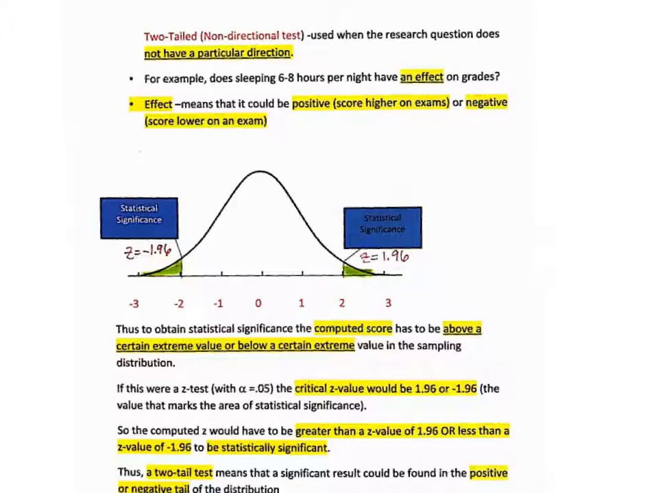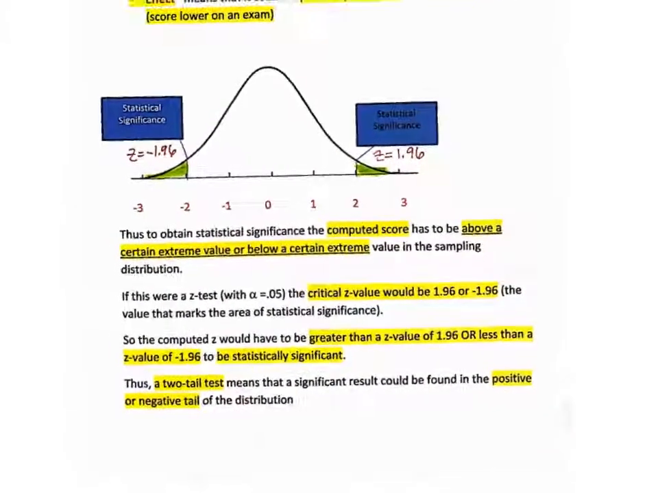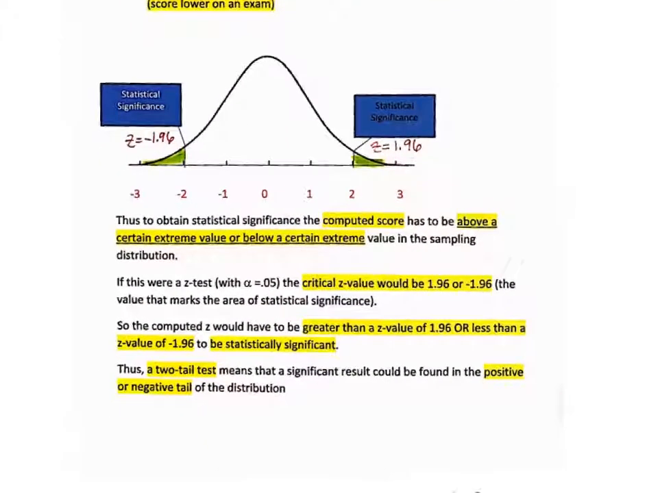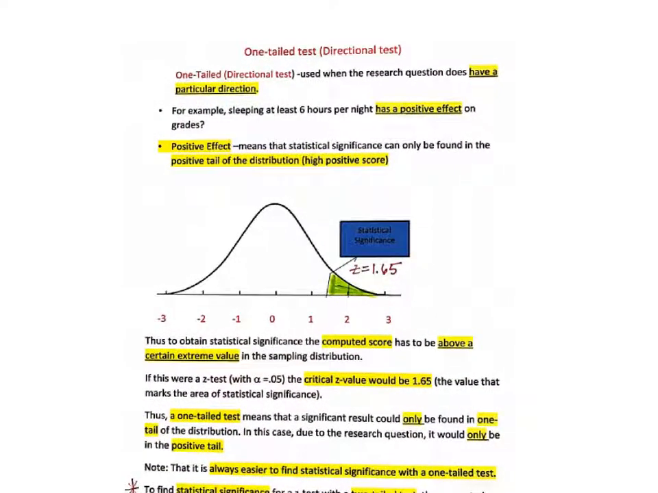If it were positive, the value that you compute for your z would have to be greater than 1.96, or if negative, the value would have to be less than negative 1.96. Now, if we go on to our next page, we'll talk about a one-tailed test. A one-tailed test is a little bit different, because it is a research question that has a particular direction.